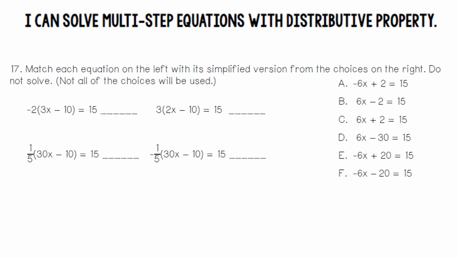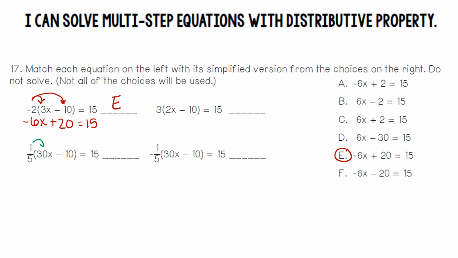Number 17, match each equation on the left with its simplified version from the choices on the right. We're not actually going to solve the problem, and not all of the answers will be used. So for the first one with our parentheses, parentheses means multiply. So we would multiply the -2 times 3. -2 times 3 would give us -6. Keep the x variable with it. We would also multiply the -2 times the -10. -2 and -10, two negatives, make a +20. And then the equals 15 would stay the same at the back. -6x plus 20 equals 15 is represented by the letter E equation.